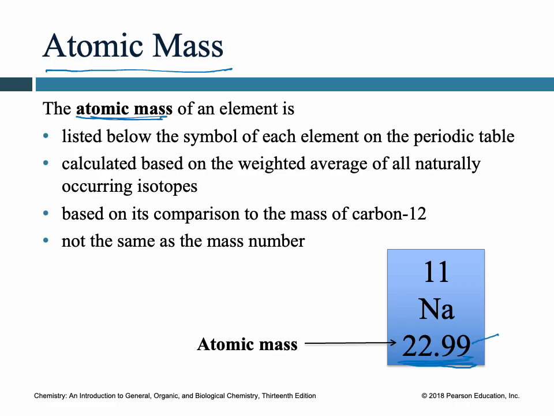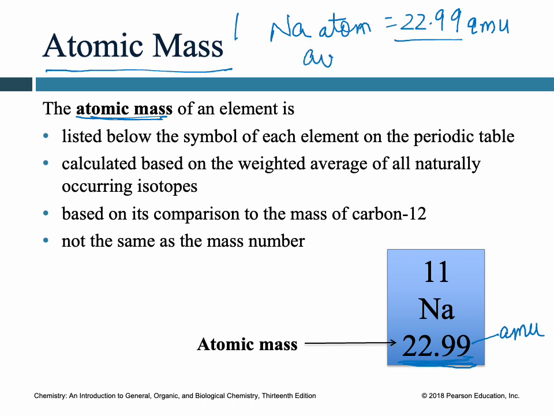This is the mass of the atom of an element in AMU, which means: what is the mass of one sodium atom? One sodium atom weighs 22.99 AMU, atomic mass unit. Where are we getting this number from? This number is called the average atomic mass. This is the average mass of every single isotope of sodium that exists in nature.